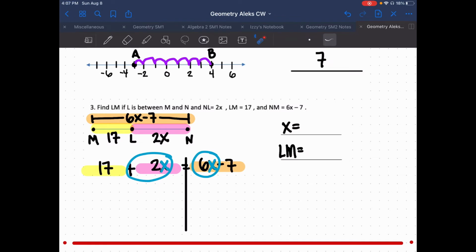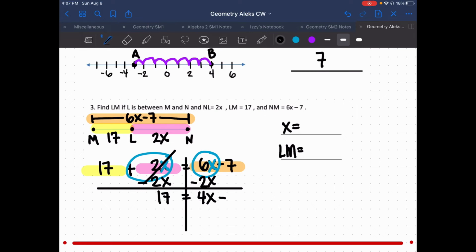To move my 2x to the other side, all I have to do is the opposite sign. So since it is a positive 2, I'm going to go ahead and do minus 2. And I'll cancel it out. All right, I'm going to bring down that 17. That would give me 4x, and I'm going to bring down the negative 7.